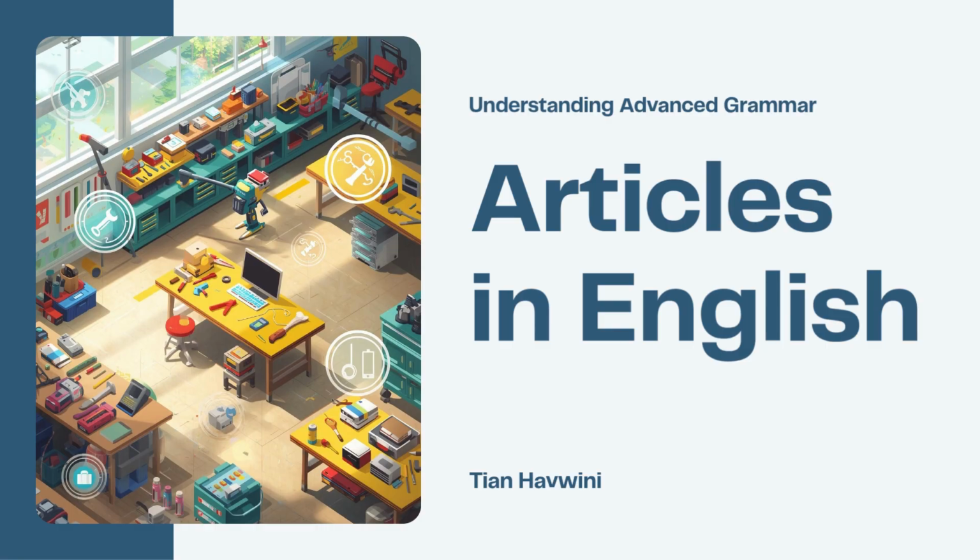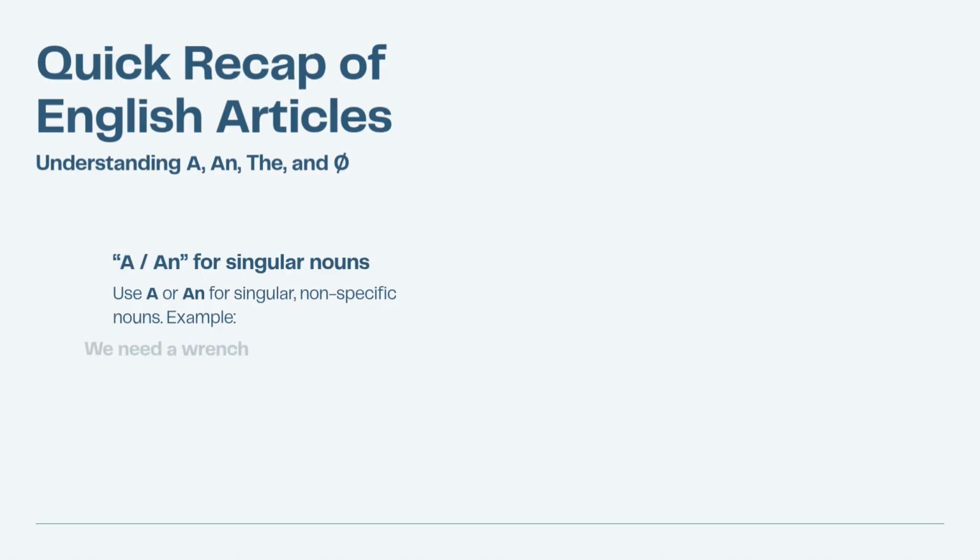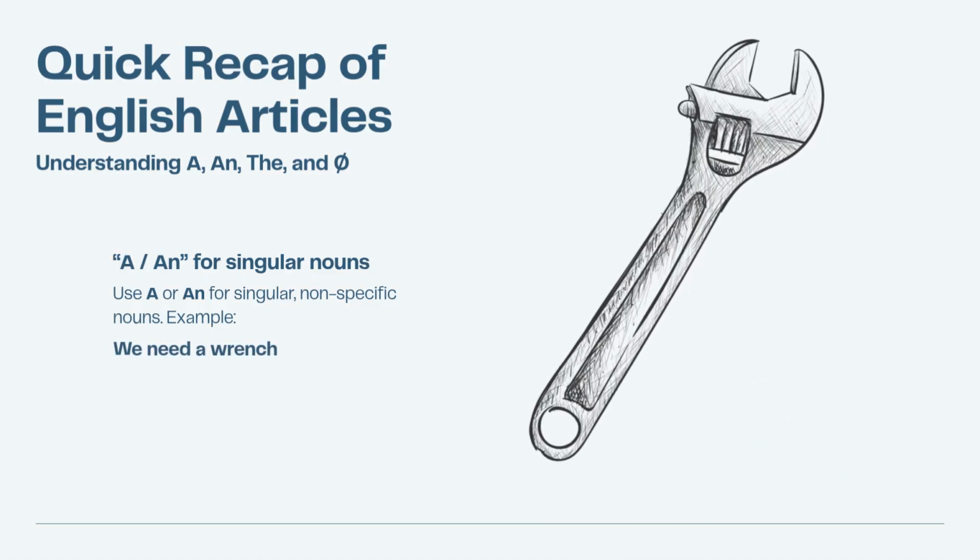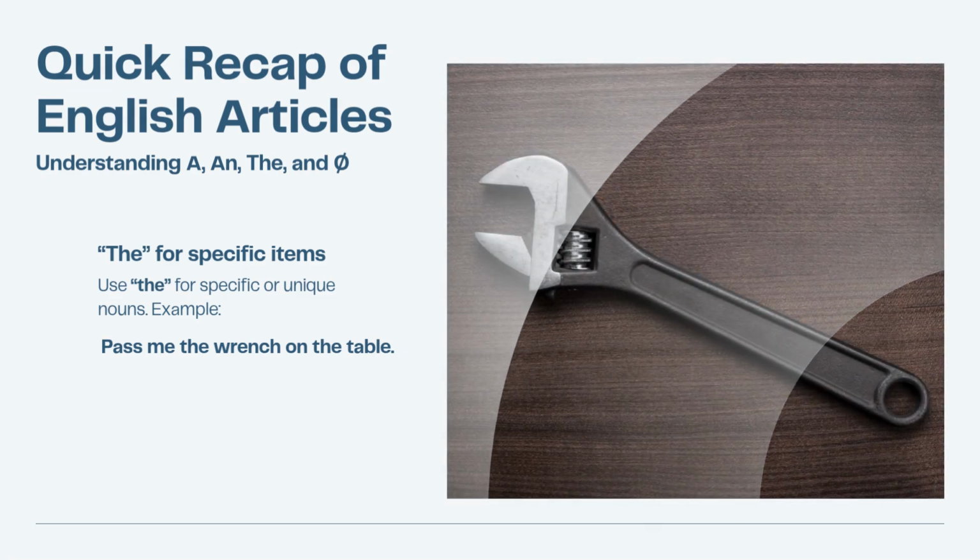Let's get started. First, let's do a quick recap. We use a or an for singular, non-specific nouns. For example, we need a wrench. It doesn't matter which one. Meanwhile, we use the for specific nouns or unique things. For example, pass me the wrench on the table.